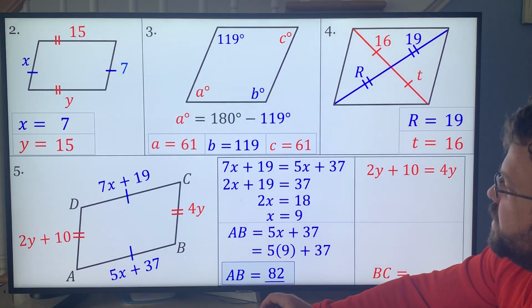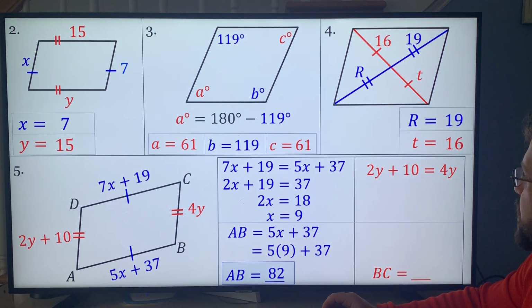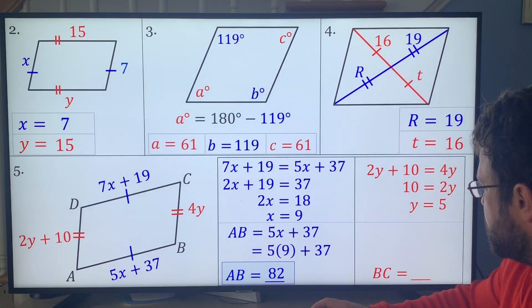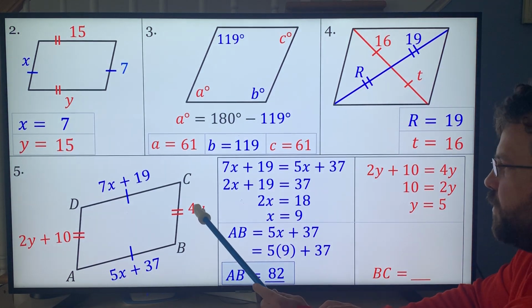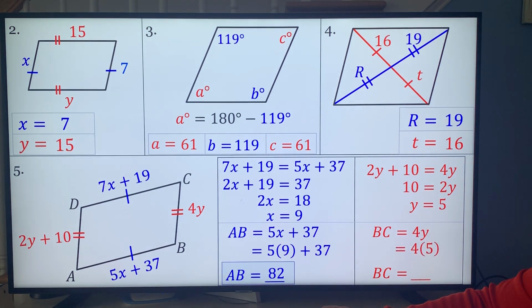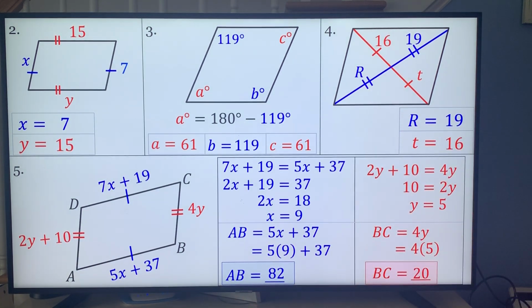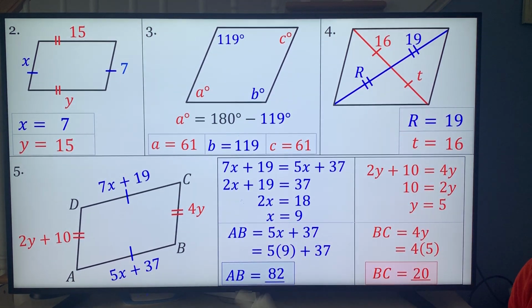AD is congruent to BC, so we make the two measurements equal. We subtract 2y from both sides and divide both sides by 2. Y equals 5. So since we're finding BC right here, 4 times 5 is a simple answer of 20. 2 times 5 is 10. 10 plus 10 is also 20. Easy stuff.